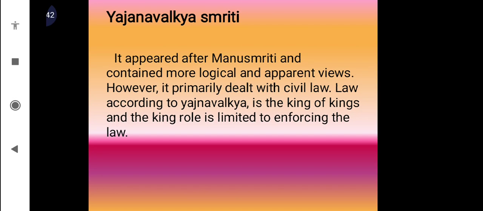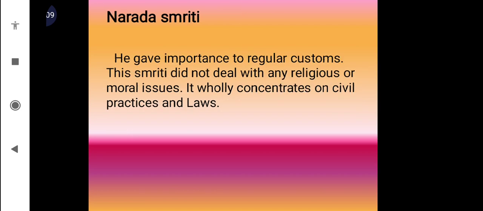Law, according to Yajnavalkya, is the king of kings, and the king's rule is limited to enforcing the law. So certain limitations, and what level the king can go to, are limited through the Yajnavalkya Smriti.